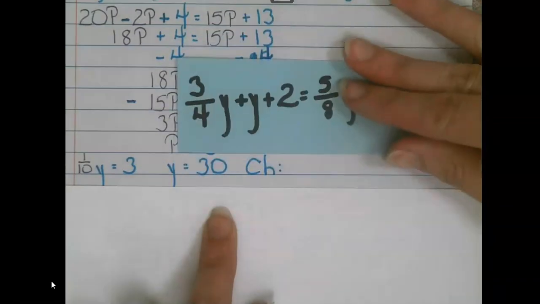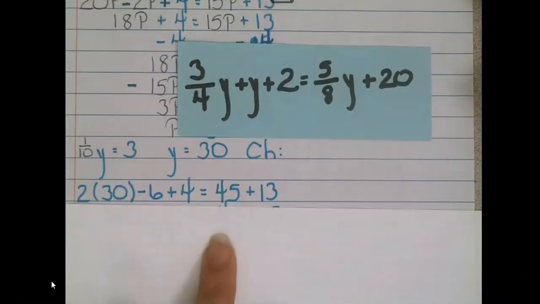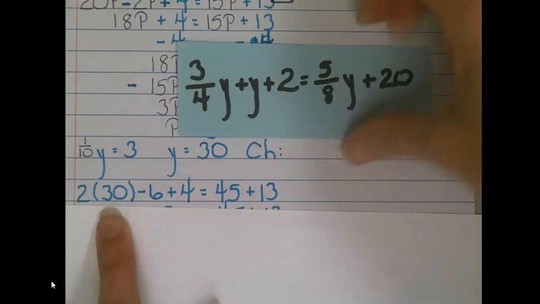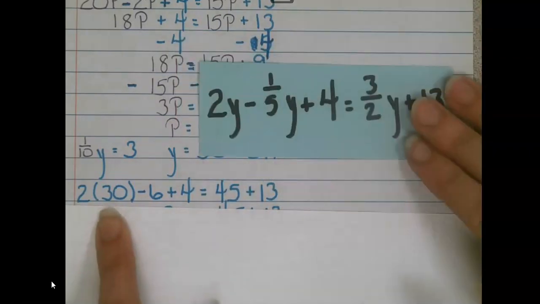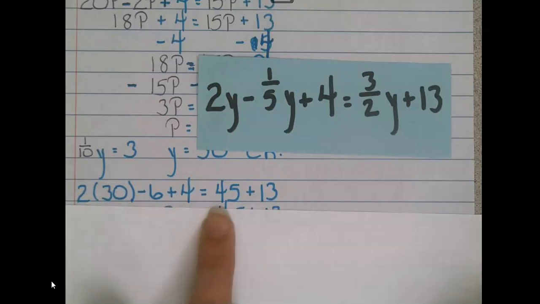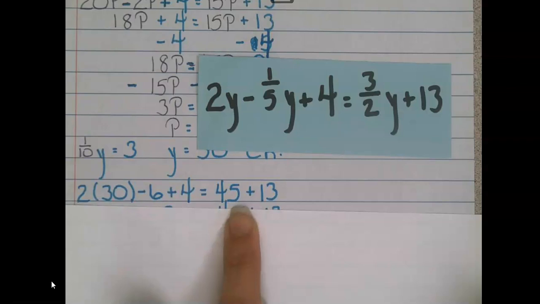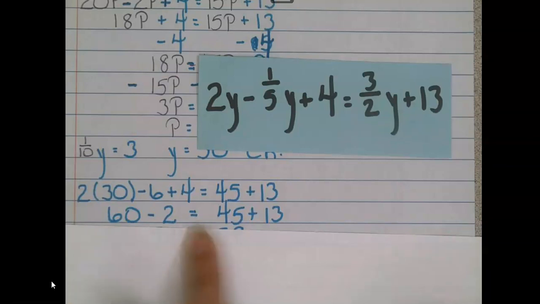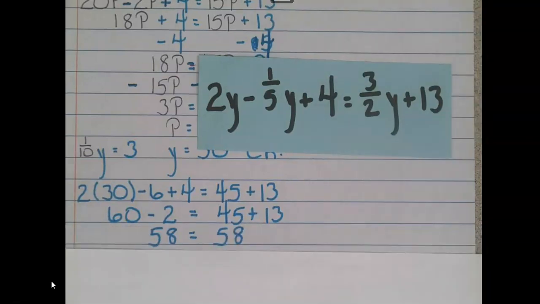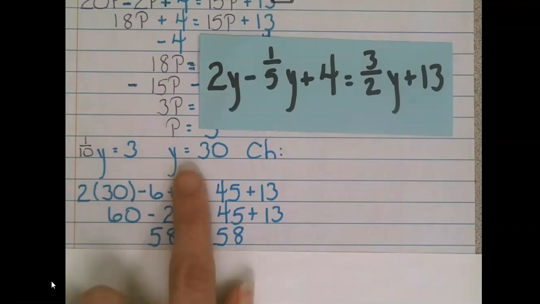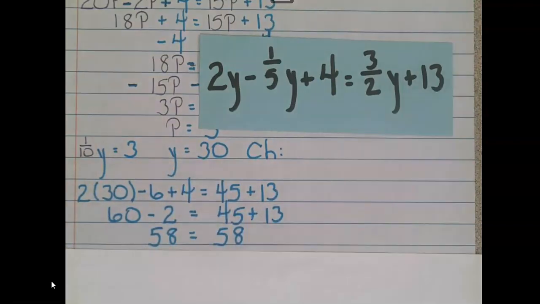And now to do my check, I will simply plug in my values to my original equation. So I get 2 times 30. Oops, this is the wrong one. So I get 2y, which is 2 times 30, minus 1/5 y, which is 6, plus 4, equals 3/2 of y, which is 45, plus 13. That leaves me on the left side with 60 minus 2, and on the right side with 45 plus 13. And so my check is that 58 equals 58. So my solution: 1/10 of y is 3, y is 30, and my check, 58 equals 58.